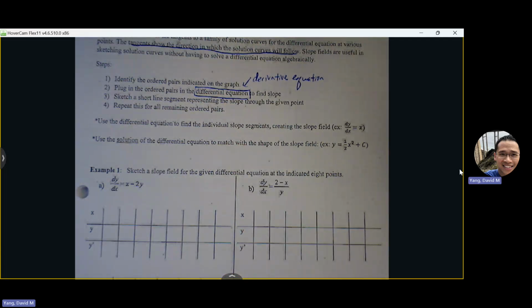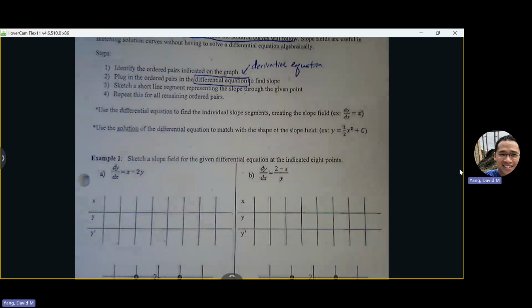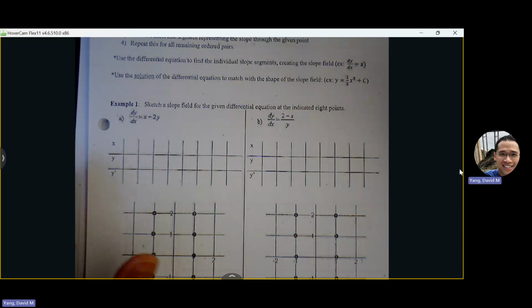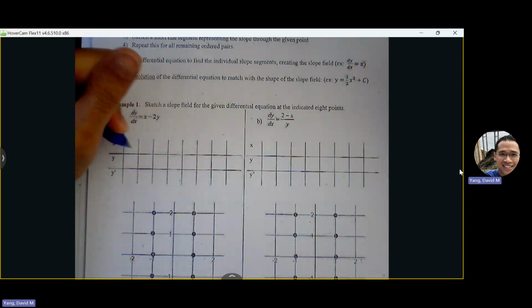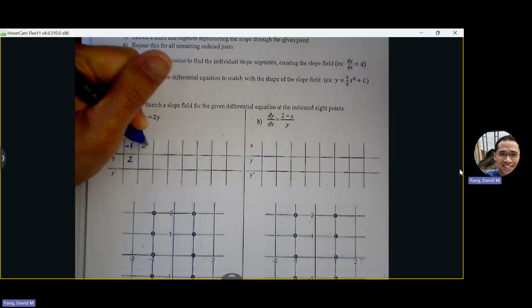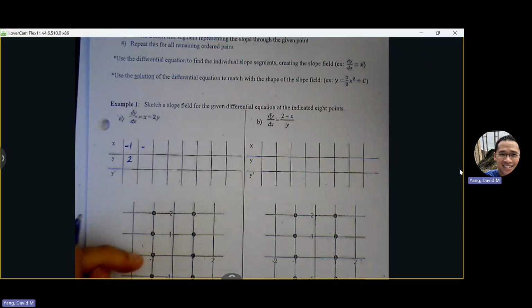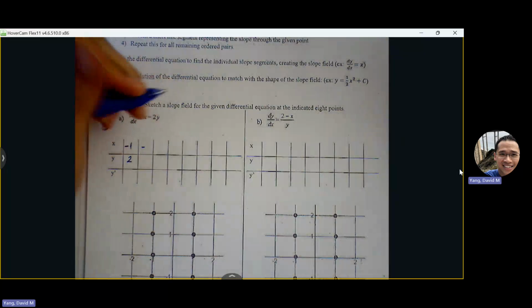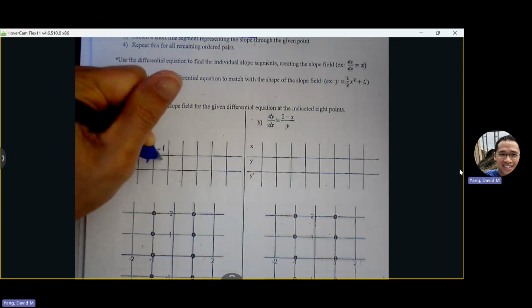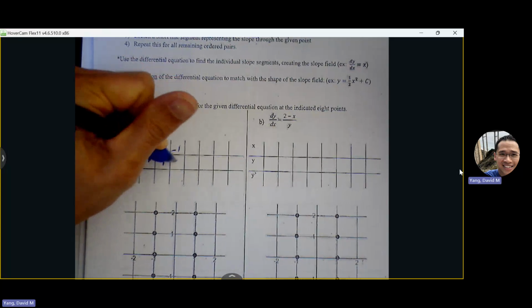So example 1, it says, sketch the slope field for the given differential equation at the indicated 8 points. So I'm going to indicate what those points are. So let's just identify those 8 points that you see that are highlighted on the graph. So we have -1, 2, -1, 1. Let's list out all the ordered pairs that we're going to be looking at.